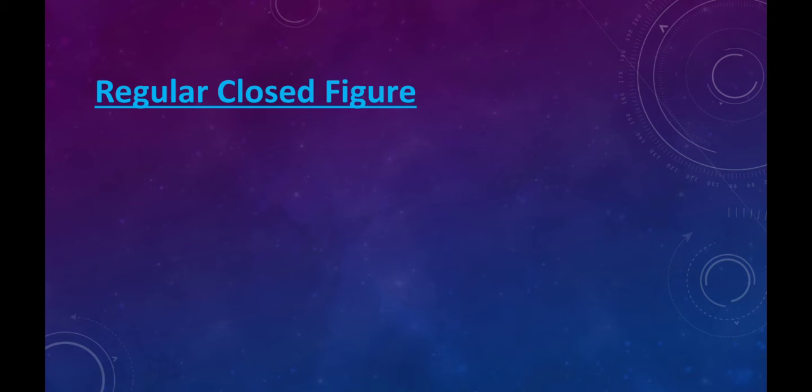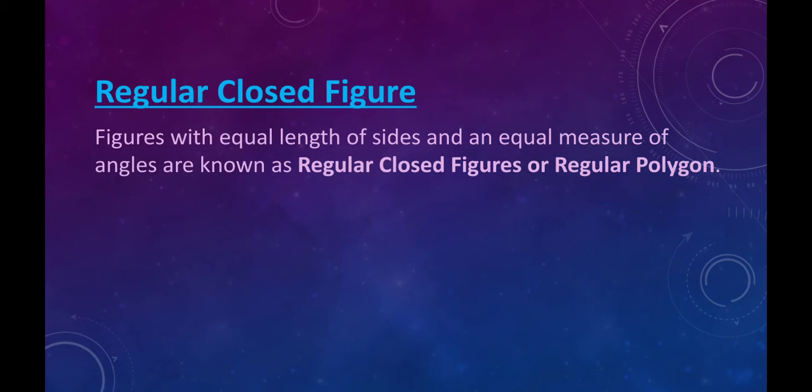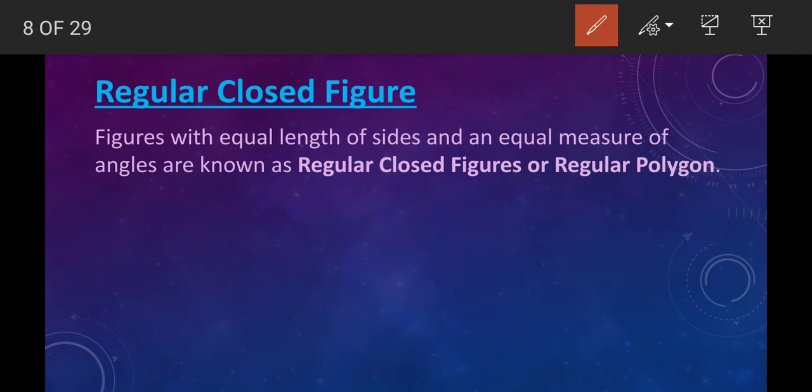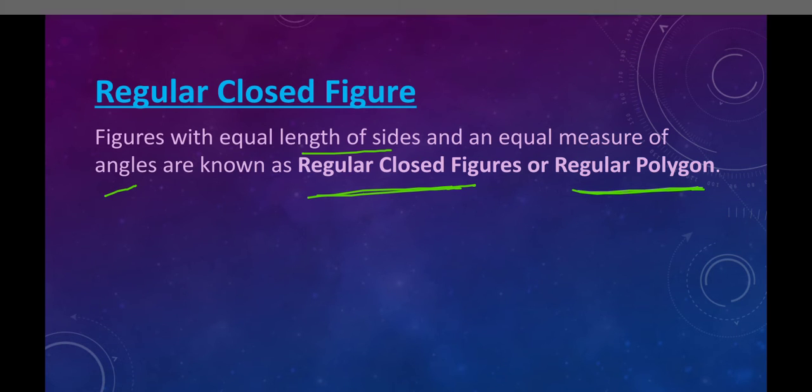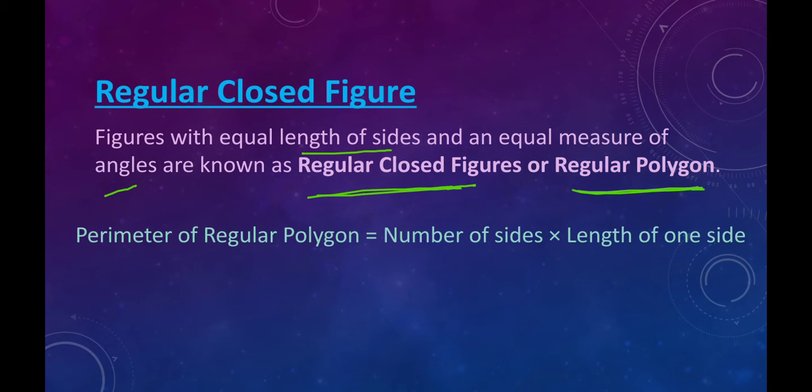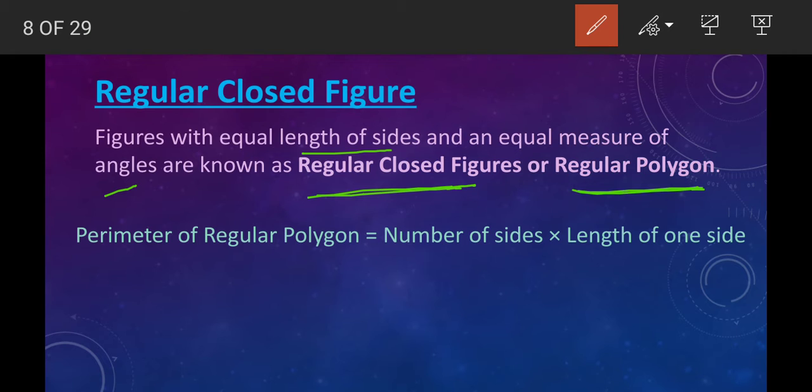Next come to regular closed figures. Regular means all sides are equal and all angles are equal. Figures with equal length of sides and equal measure of angles are known as regular closed figures, or you can say regular polygons. So how to find the perimeter of that type of figure? As we know, all sides are equal and all angles are equal, so the formula is the perimeter of a regular polygon equals the number of sides multiplied by the length of one side.